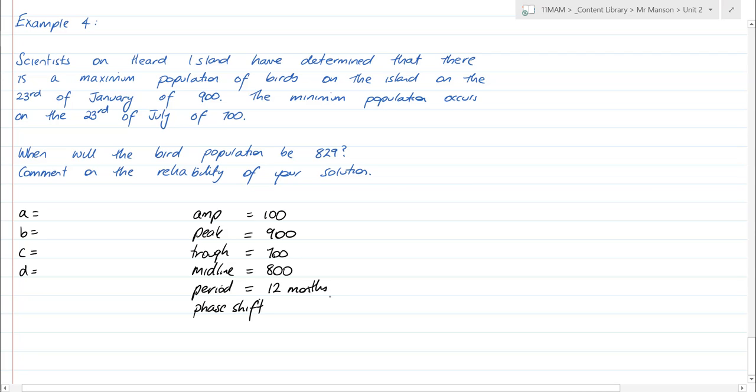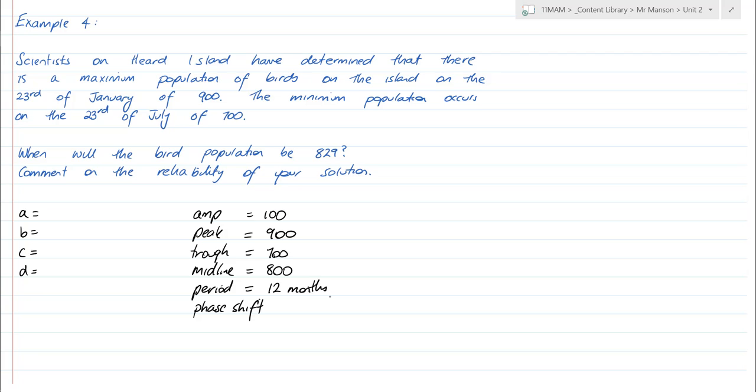But it's January to July. Here's a question where they're really trying to express to you that this should be a six-month gap between peak and trough. Yeah? So they're going 23rd of January to the 23rd of July. It doesn't get much more exact and precise for 6 months than that.